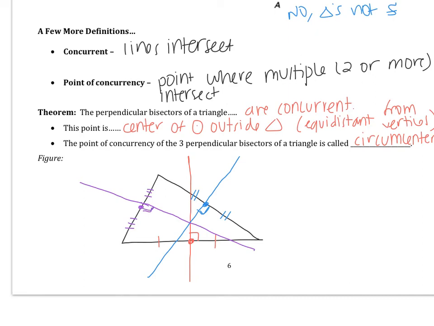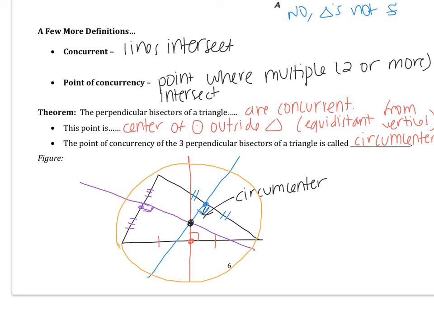Now remember, I'm drawing this by hand, but what you're supposed to see is all three of those perpendicular bisectors intersect at the same point. That point is called the circumcenter. Okay, now the circumcenter is important because it creates a circle outside of the triangle, and that circle passes through all three vertices. So that point is the center of this circle right here. Again, it's supposed to touch all three vertices, but give me a little credit.